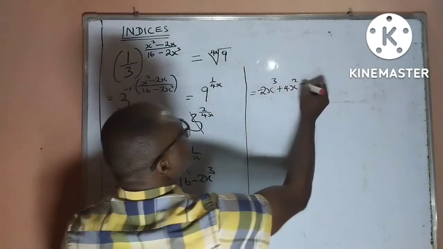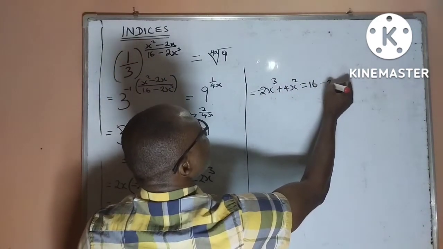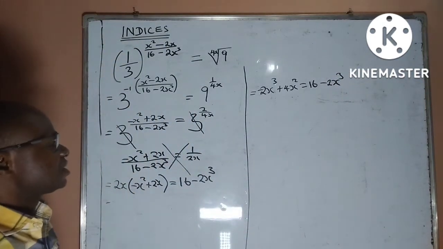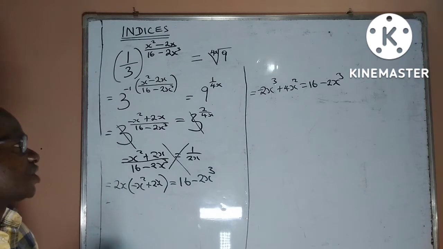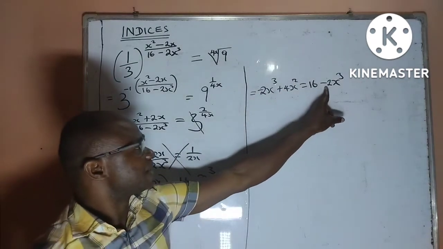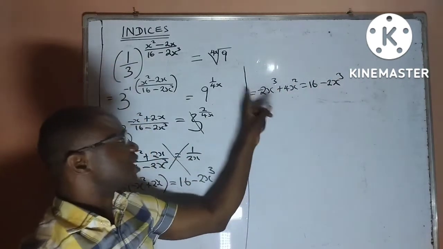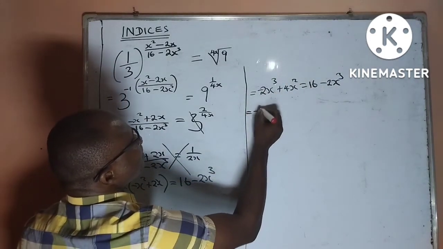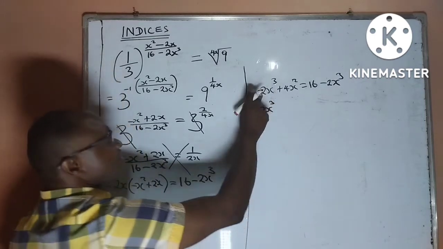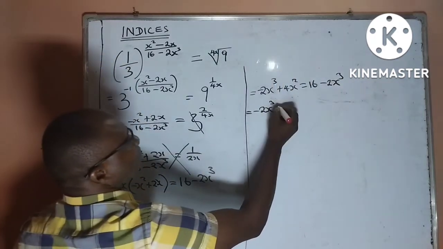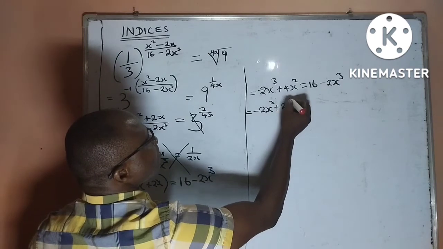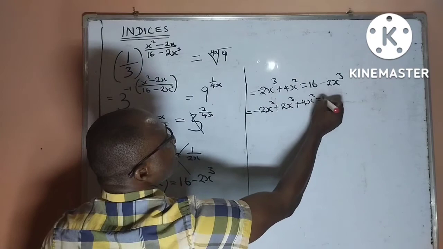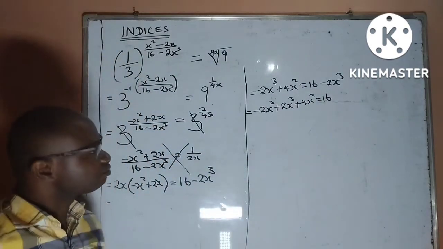Equal to 16 minus 2x raised to the power 3 by the right hand side. I want to collect like terms. In other words, I want to move minus 2x raised to the power 3 to the left hand side, and it will change to positive. So I will now have minus 2x raised to the power 3. This coming over will now become 2x raised to the power 3. I now have plus 4x raised to the power 2, everything equal to 16.